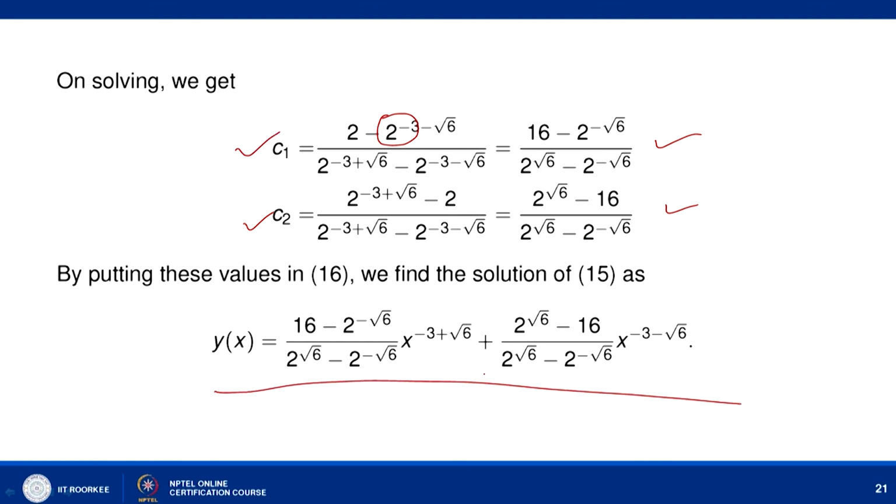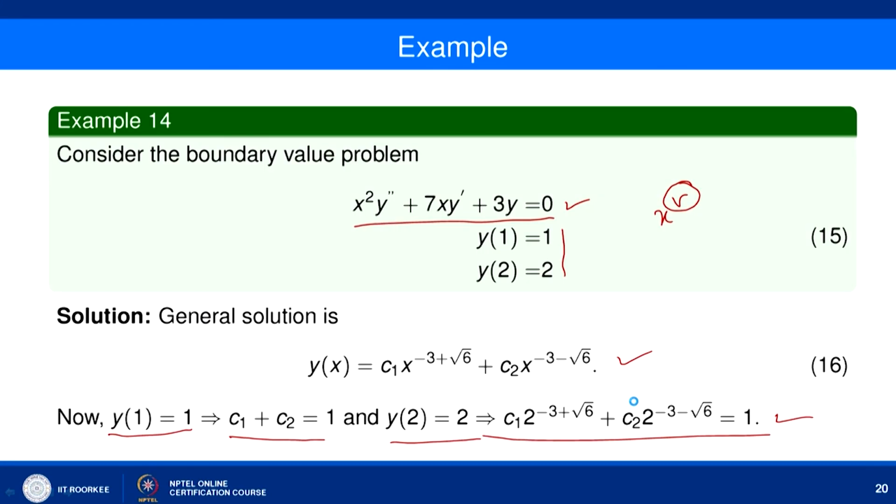Once we have c 1 and c 2, you can write down the solution, y(x) equal to this. Since c 1 and c 2 are now particular values, we can call this a solution of the boundary value problem, and you can say that this is the unique solution of the boundary value problem here. We are getting a unique solution because the homogeneous boundary value problem has only the trivial solution.